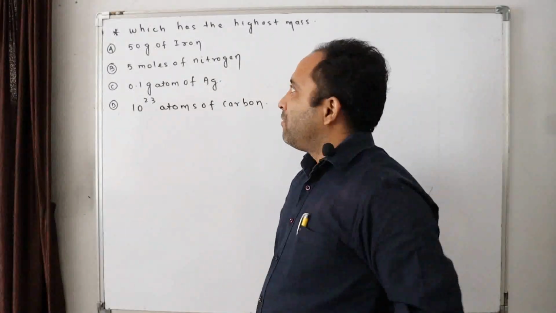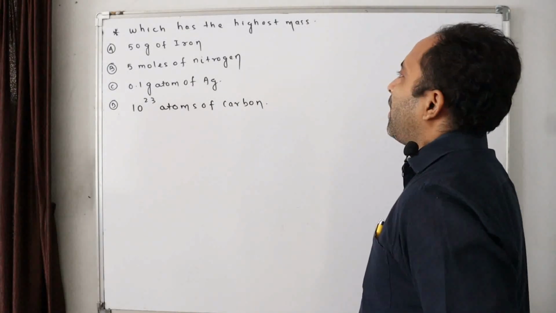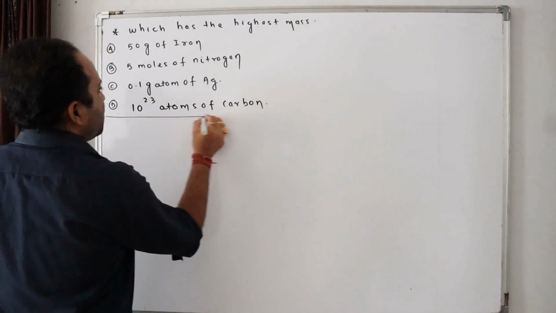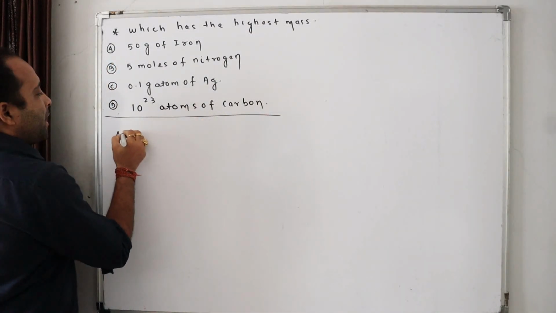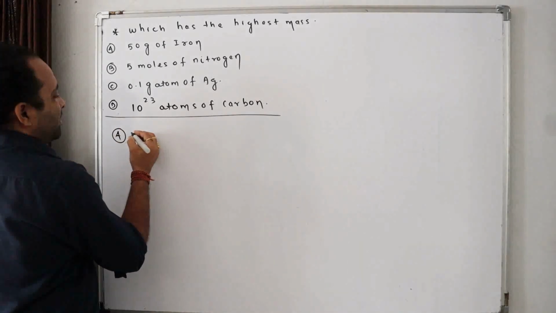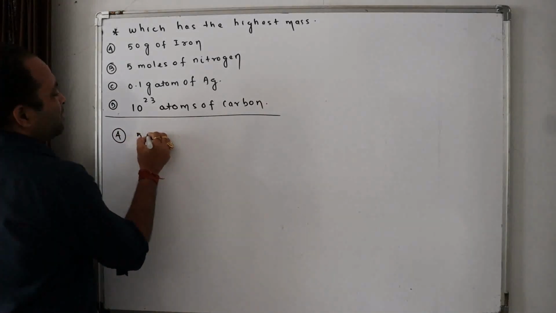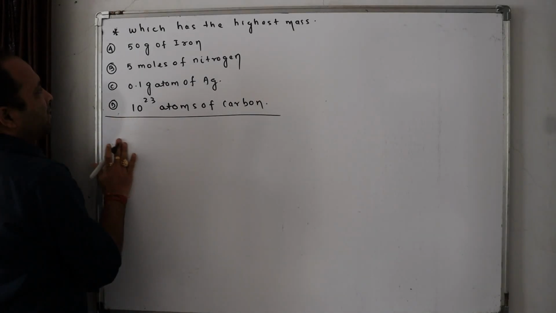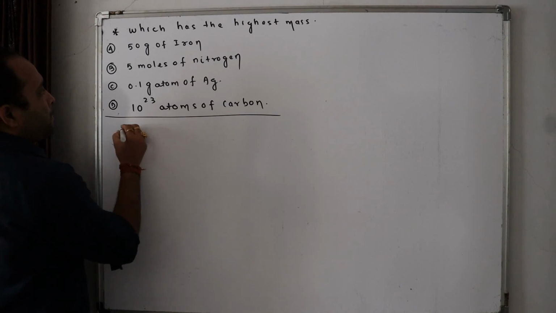Now, which has the highest mass? Let me do it for you. A. 50 gram of iron. Need not do anything. Already 50 gram is given. Mass is given. Will not do anything. Let it be there. B.